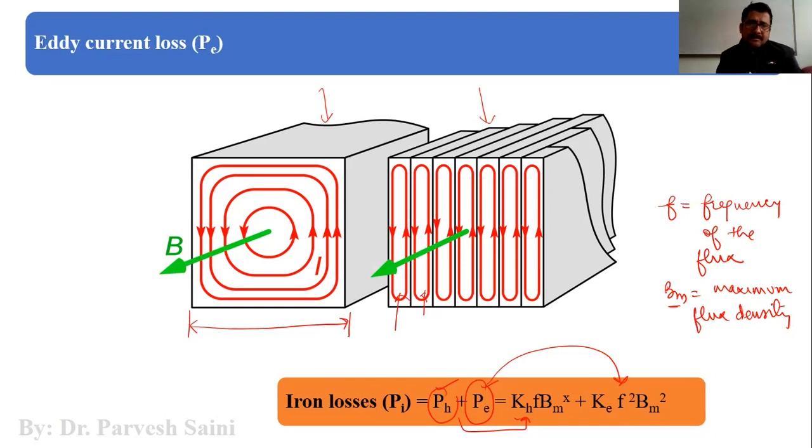These constants depend upon the material which is used to manufacture the core of the magnetic circuit. The values of Kh and Ke depend upon the quality of the material and the dimensions or volume of the material. So these are the things on which the values of Kh and Ke depend. And the rest we have in this equation, which you can study.